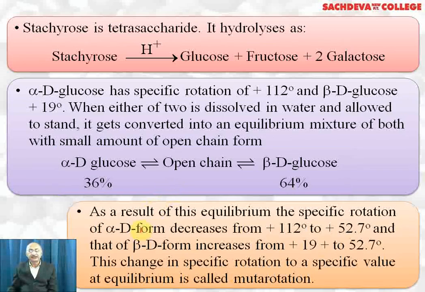As a result of this equilibrium, the specific rotation of alpha-D-glucose decreases from 112 to 52.7, whereas that of beta glucose increases from 19 to 52.7. This change in optical rotation to a specific value at equilibrium is called mutarotation.